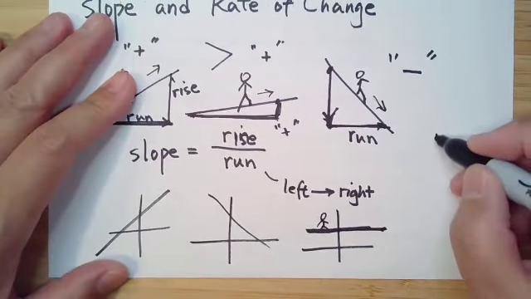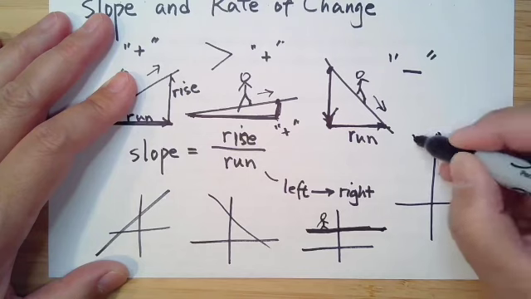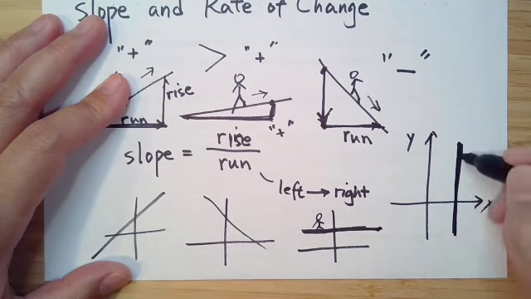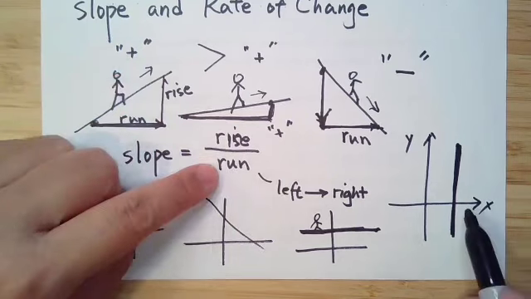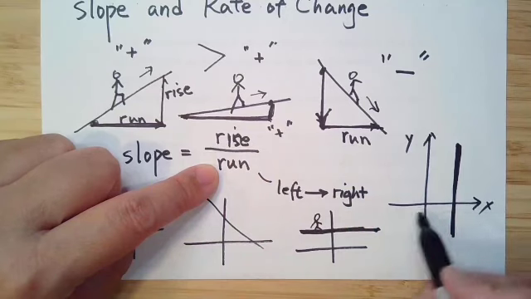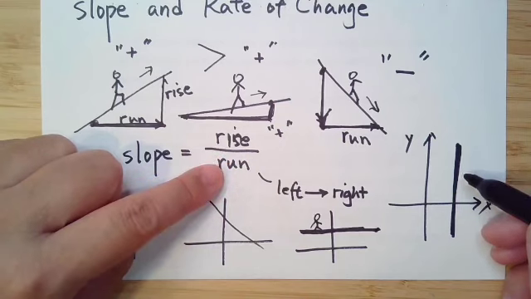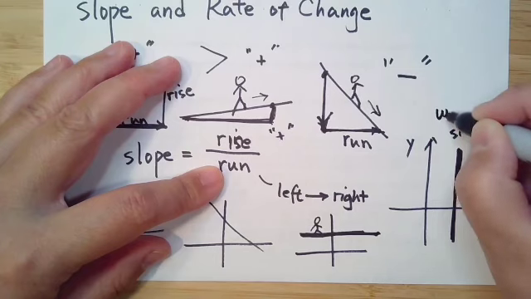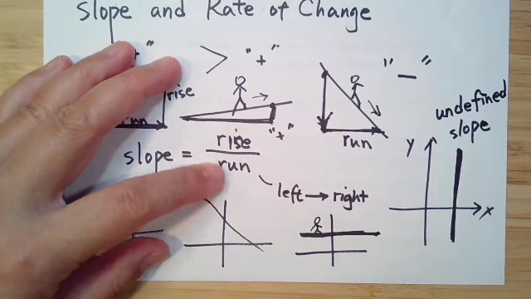What about this one? This is x, this is y. What is the slope of this line? Vertical line. No run. So from here to here, no run. The x-axis doesn't change at all, so no run, just rise. So you are dividing by 0. So this slope is called undefined because we cannot calculate that. Undefined slope.